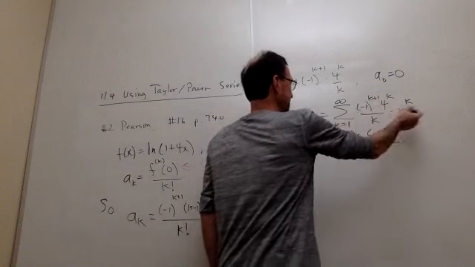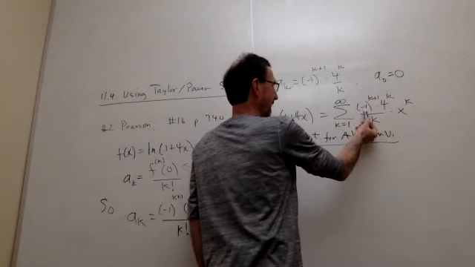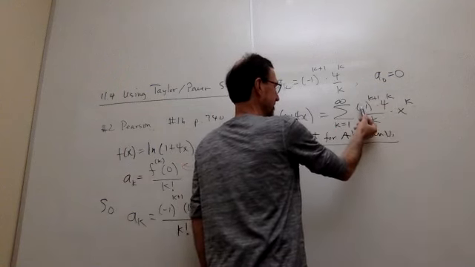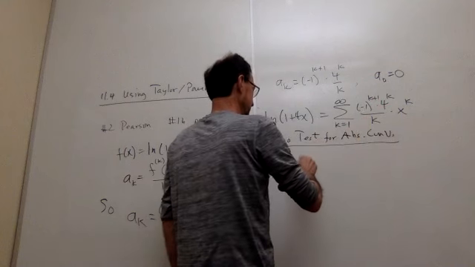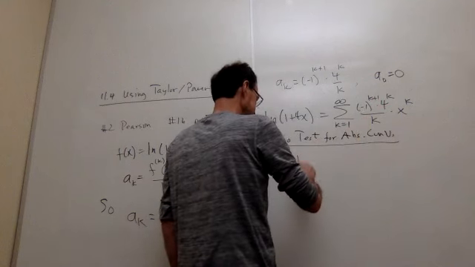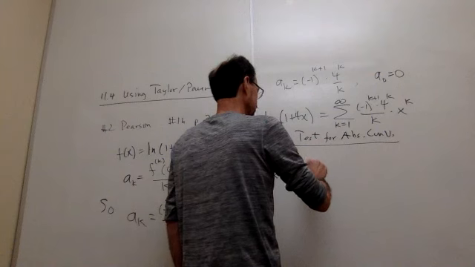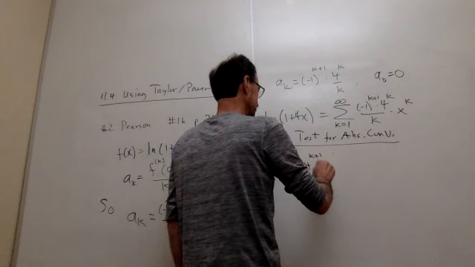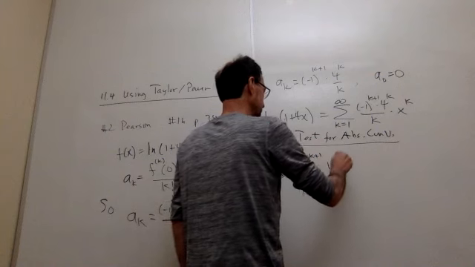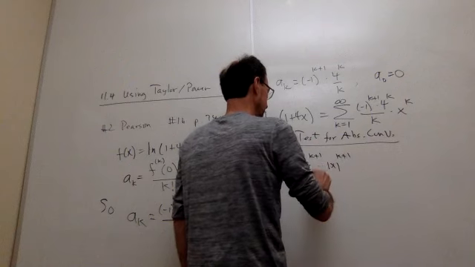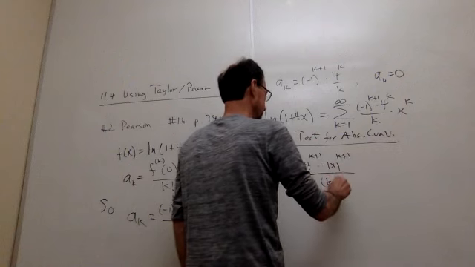We take the absolute value of this thing. Well, that's going to wipe out the (-1)^(k+1). And I end up with 4^(k+1) times the absolute value of x^(k+1) divided by (k+1) factorial.